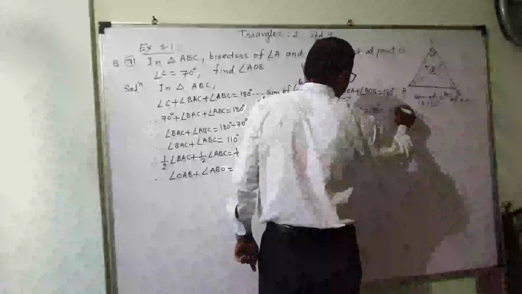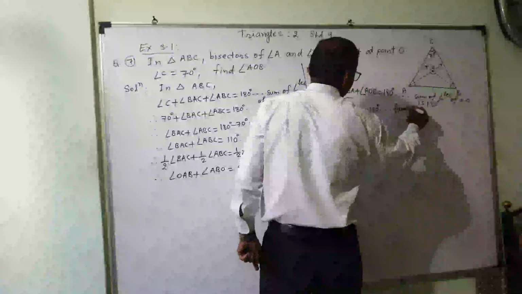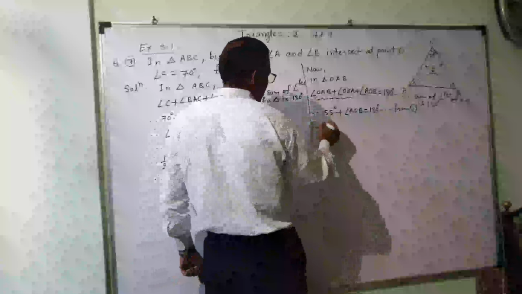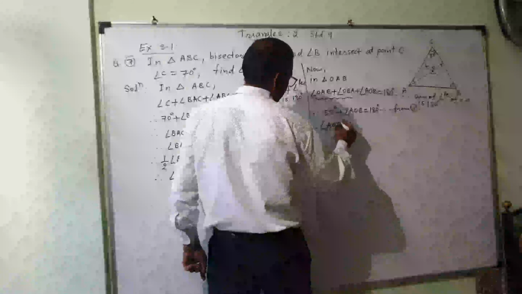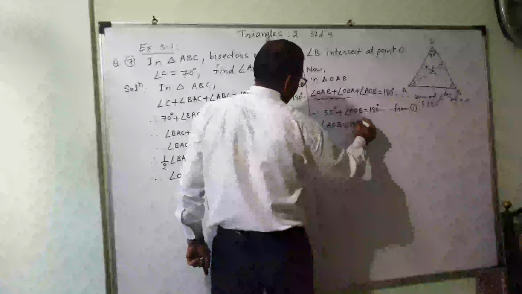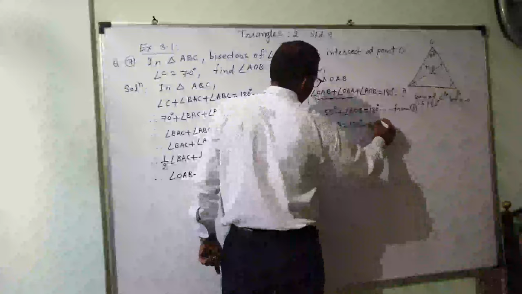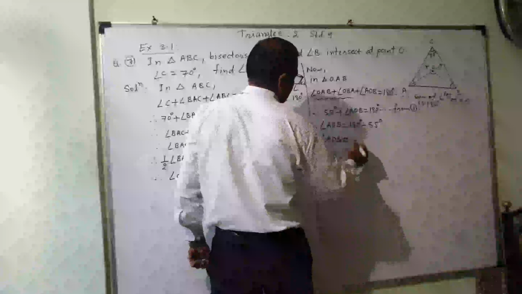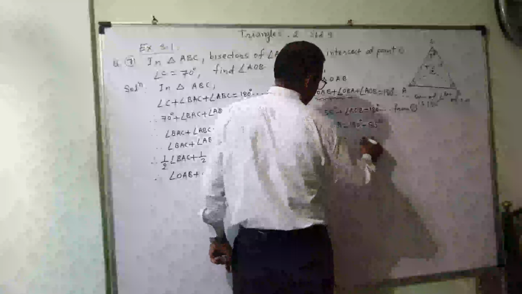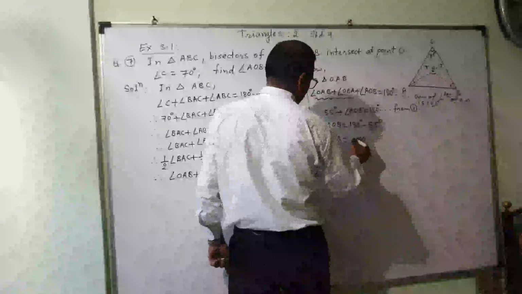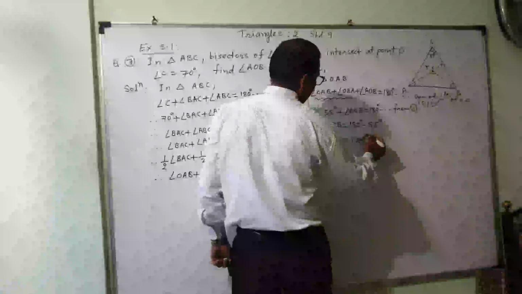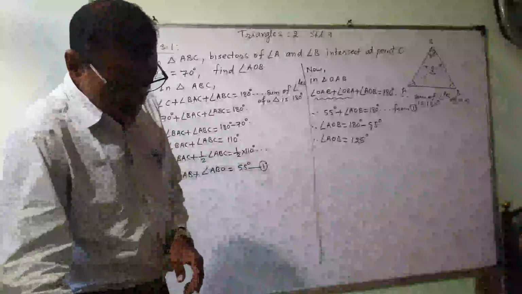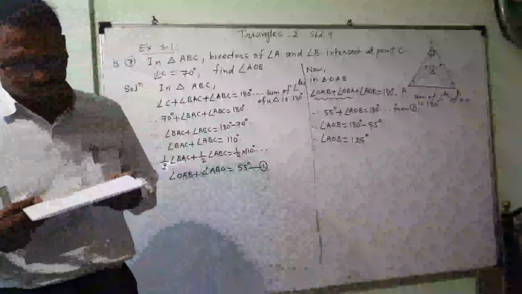Here I will take from 1. From this I have understood. Therefore, angle AOB is equal to 180 degrees minus 55 degrees. Therefore, angle AOB is equal to 125 degrees. Angle AOB is 125 degrees. This way, hope that you have understood this.